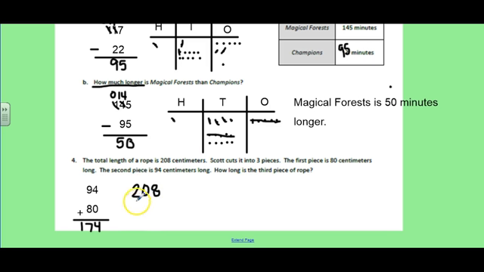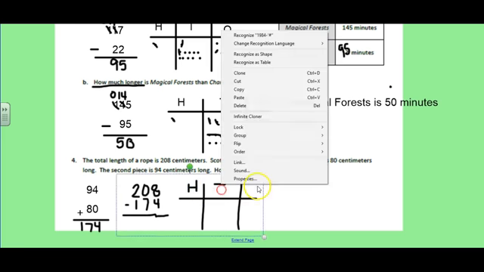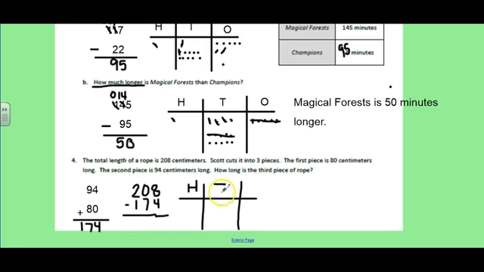Okay, so if we know the whole thing is 208 and we're trying to figure out how long the third piece is, we'll take the first two pieces away from the whole thing, and what we're left with is going to be how long that third piece is. So we're going to do what we've been doing, do this subtraction problem using the place value chart, and then answer the question in a sentence telling us how long that third piece of rope actually is. So when you're done with that, you can push play.